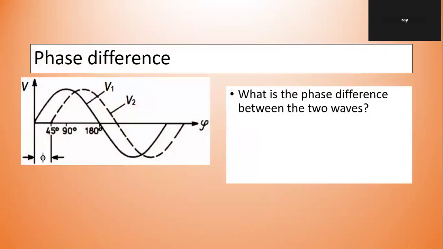What's the phase difference between the two waves? In this case, we look at this point there. V1 comes first. And then the phase here is 45. V1 leads V2 by 45 degrees. Anything?